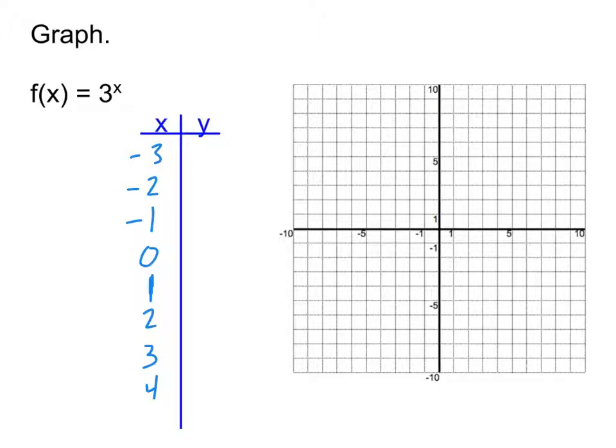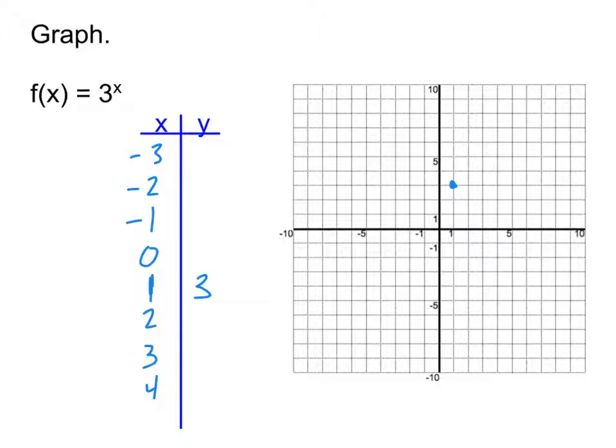When x is 1, that means I'm doing 3 to the power of 1. What is 3 to the power of 1? 3, because anything to the power of 1 is itself. So that gives me the point (1, 3). Okay, let's go to 2 now. What is 3 to the power of 2? That's 9.